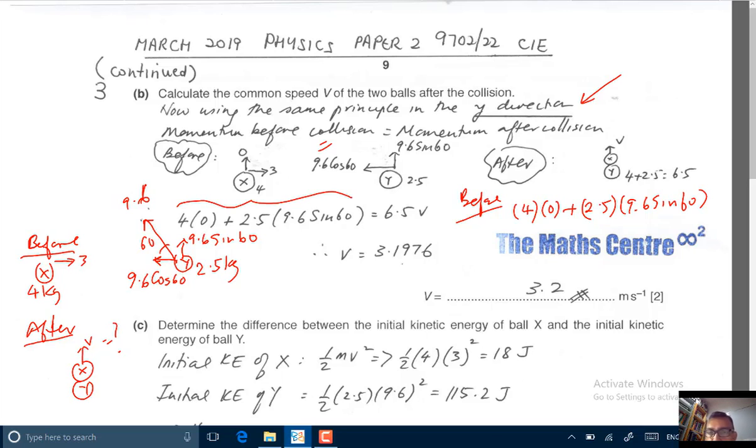Now that equals the momentum after collision. Remember, they stick together, so it will be 4 plus 2.5 times v, since v is in the y direction, we just use v. So that's what you see here. 4 plus 2.5 will be 6.5v. Use a calculator and you will get 3.1976, and we're done. You can write your answer down: v equals 3.2 meters per second.